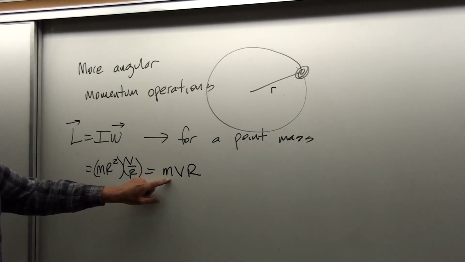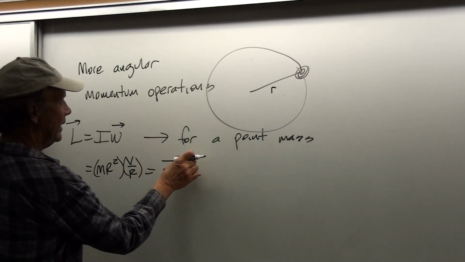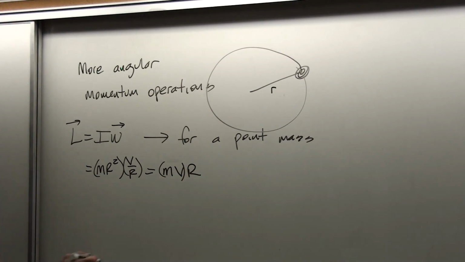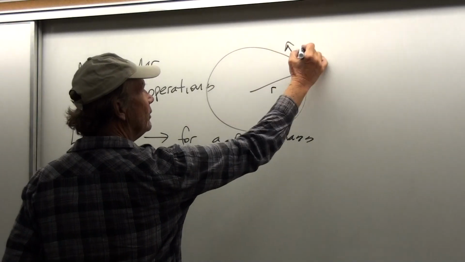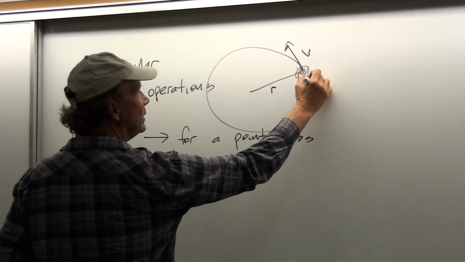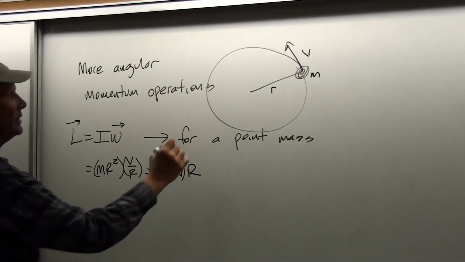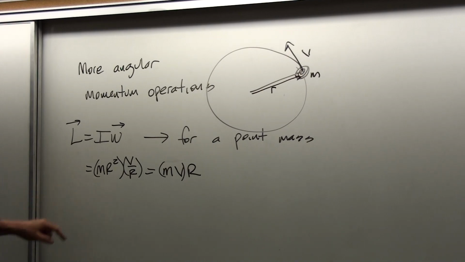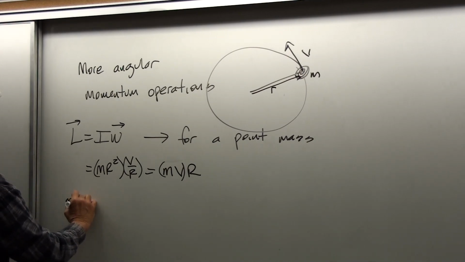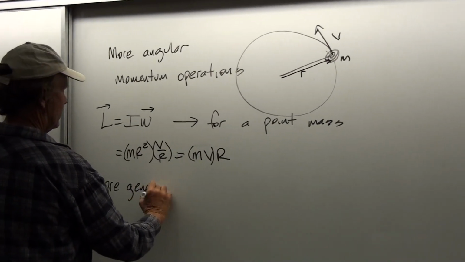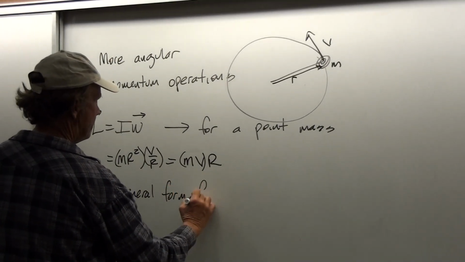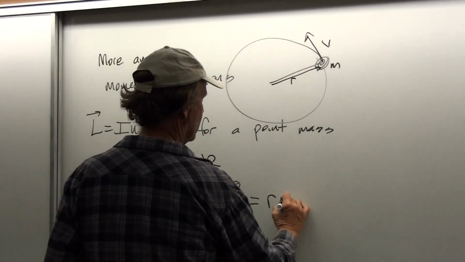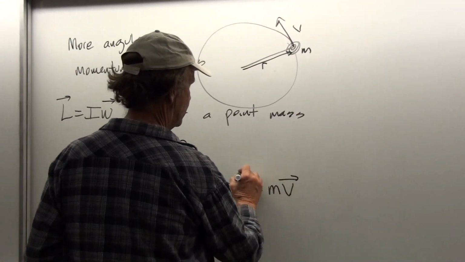Now notice here that this is a linear momentum, mv, multiplied by a radius. And so that's true, but it's only true in general if the mass is moving perpendicular to the radius vector. So it turns out that a more general form that involves point masses is going to be a vector cross product. And it's going to look like r cross mv, or r cross p.